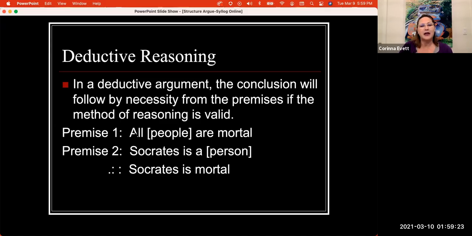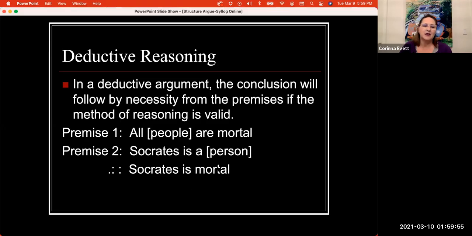Now notice that we've got a couple of categories here. One, we have people, that's one category. Mortality is another category, or you might call it a classification. And then we've got a third category or classification with Socrates. Now notice the first premise is saying all people are mortal. There's a bit of a claim in that, right? Socrates is a person. Well, if Socrates is a person, then he fits in this all people, therefore he's mortal.